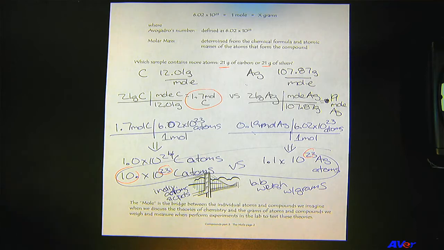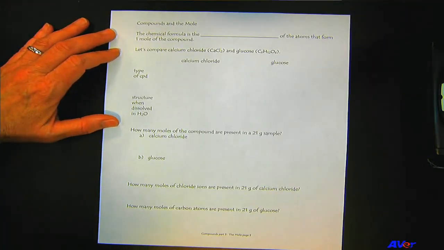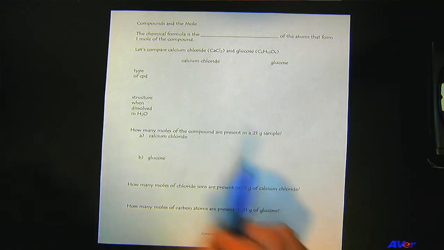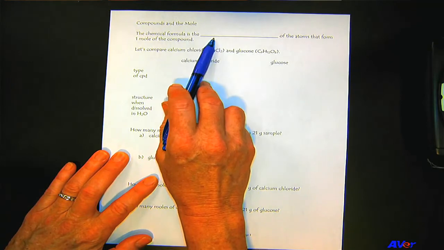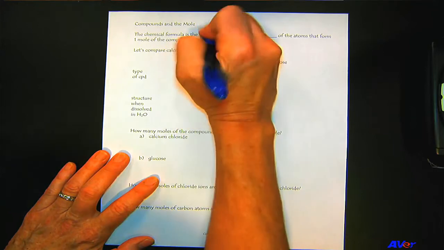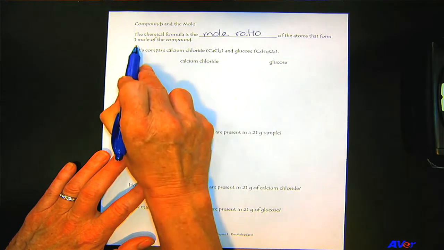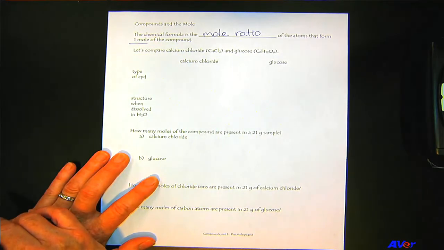So we've spent some time getting to know the mole with individual elements. Let's go ahead now and get a little more challenging. Let's look at compounds. This just adds another layer to it because now we have a chemical formula. Remember that the chemical formula is the fixed ratio of atoms, and now we can take that one step further. We can think about it in terms of the mole ratio of atoms that form 1 mole of the compound.